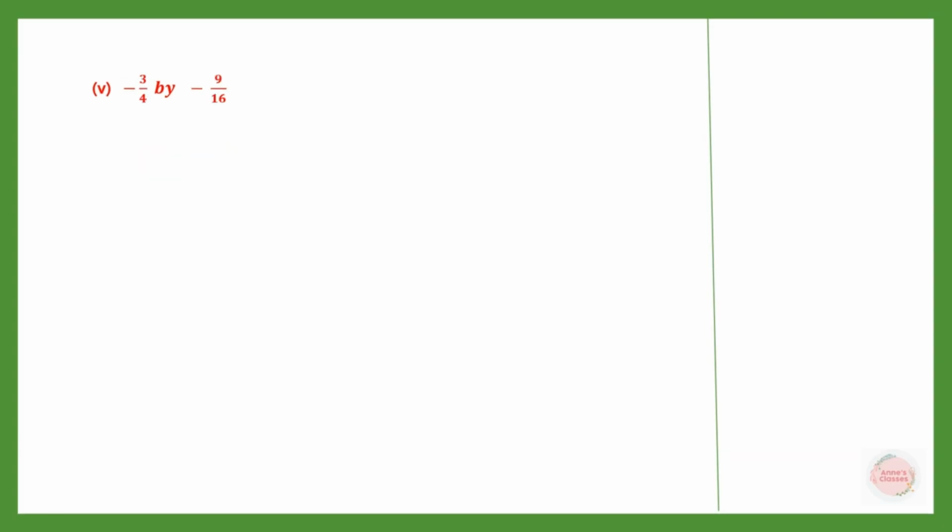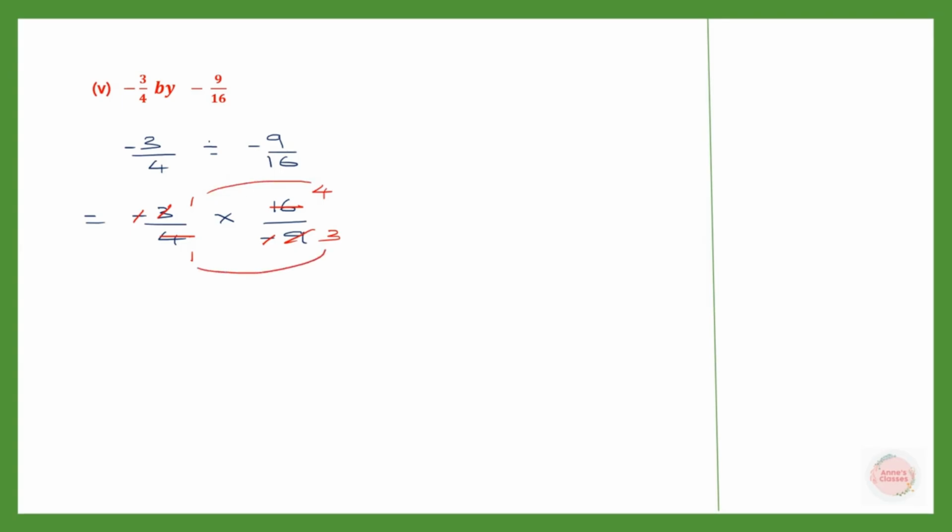Question 5. Minus 3 by 4 divided by minus 9 by 16. So first one remains the same, minus 3 by 4. Division changes to multiplication and the reciprocal is 16 by minus 9. First let's cancel the minus signs. Then 3 and 9. 3 ones are 3. 3 threes are 9. Then 4 and 16. 4 ones are 4. 4 fours are 16.